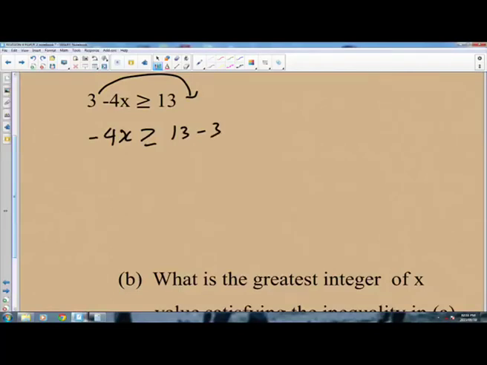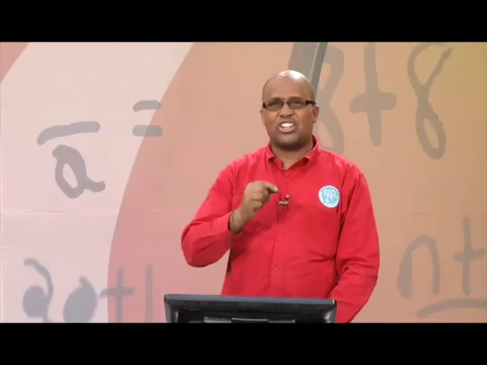And then what is 13 - 3? This simply means -4x ≥ 10. So this is what we have. We have -4x ≥ 10. And then remember, it says solve the inequality, meaning we are to find the values of x that can satisfy this inequality. So all that we're going to do is to divide by negative 4. But remember, in inequalities, when you divide by a negative number, the inequality sign changes direction.